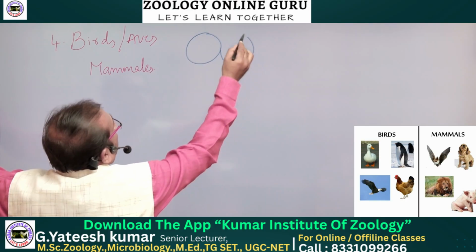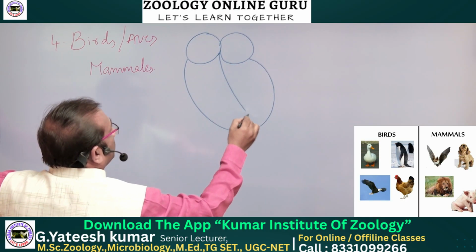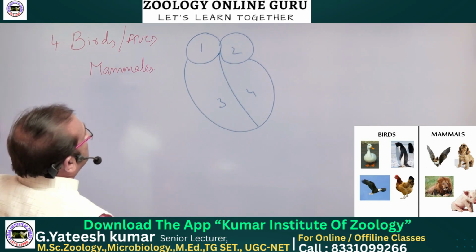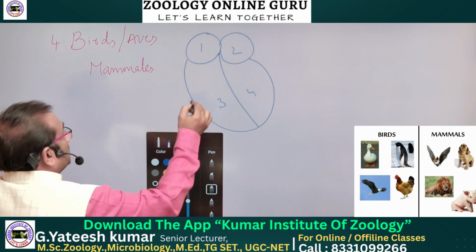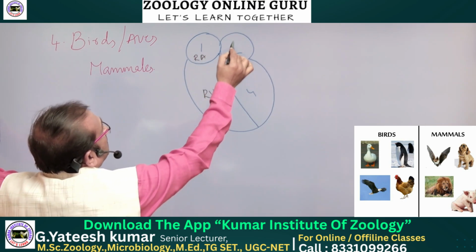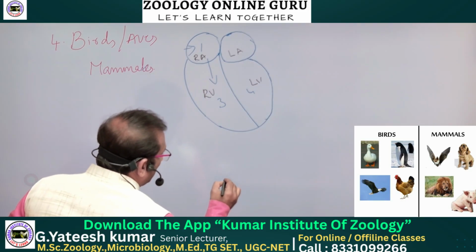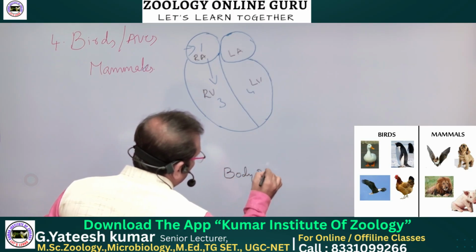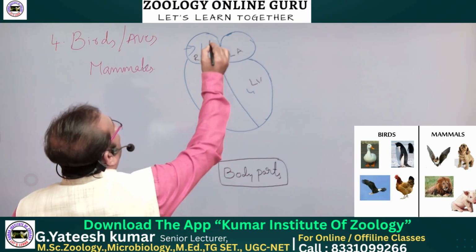Right atrium, left atrium, and the ventricles, they are also completely divided. So here 1, 2, 3 and 4 chambered heart is present in the birds and mammals. This is a right atrium, this is right ventricle, this is left atrium and left ventricle. Here body parts. And here lungs.